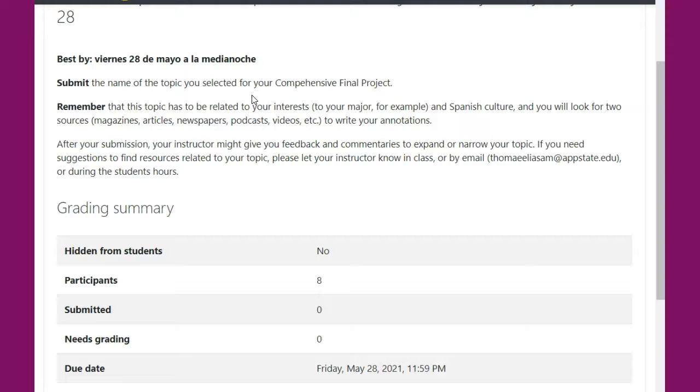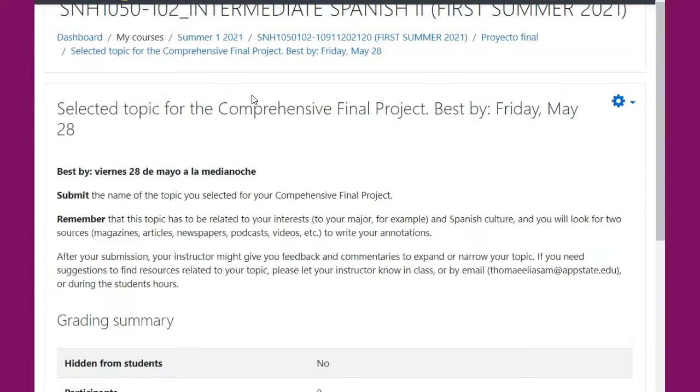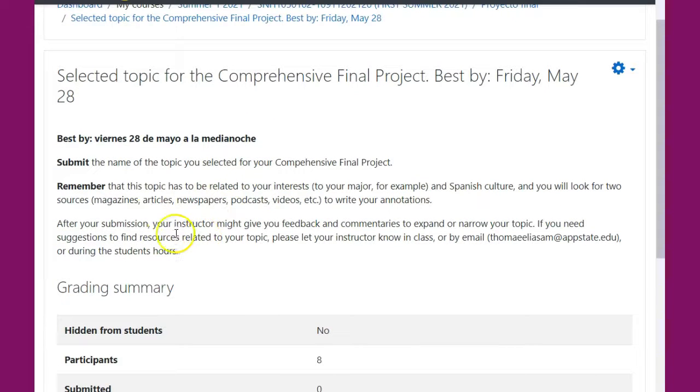So you're going to choose this topic in order to find 2 resources. You don't have to know the resources yet. You just have to submit the topic that you would like to discuss in your final project. And after your submission, your instructor might give you feedback and commentaries to expand or narrow your topic.